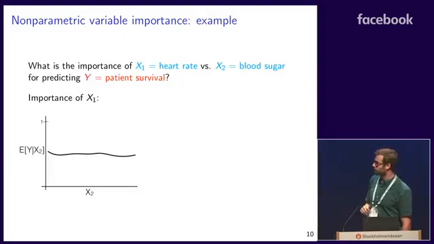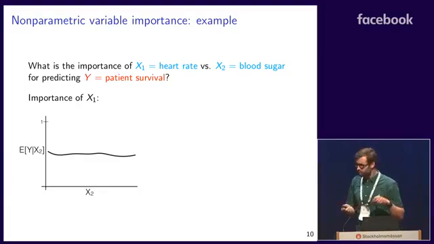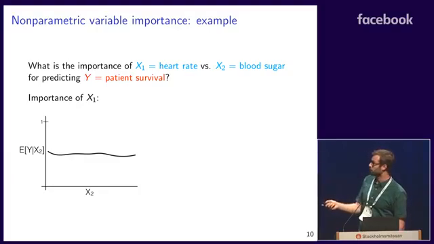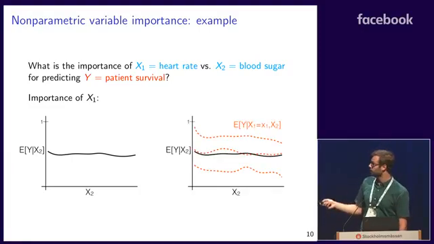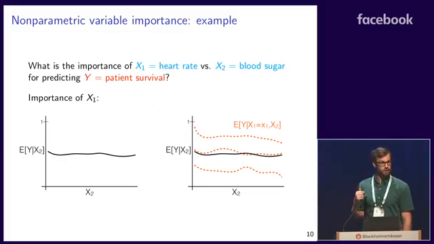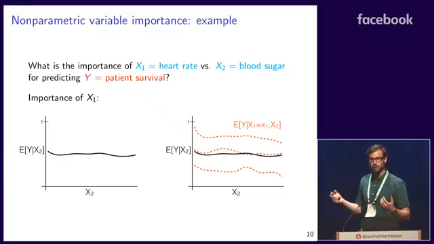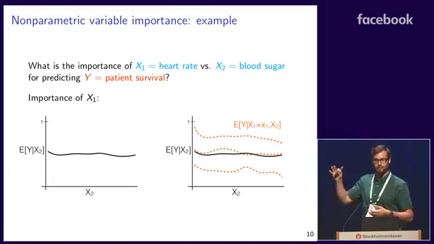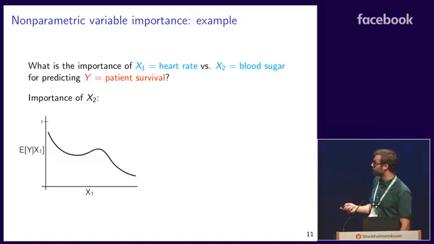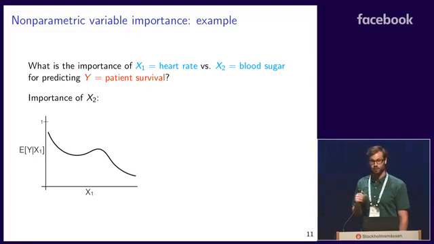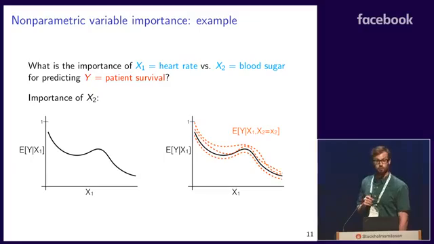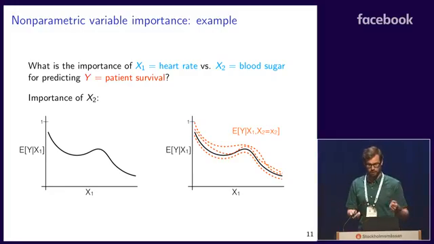And to make this a little bit more concrete, let's go back to the heart rate and blood sugar example. So if we want to know the importance of heart rate, we can plot on the y-axis here the expected patient survival given only blood sugar information against blood sugar on the x-axis. And if we augment now with heart rate information, we can see in this plot that there's quite a lot of variability in the expected patient survival across levels of heart rate, indicating that perhaps heart rate is important for predicting patient survival because it tells us a lot about the differences in patient survival. Whereas if we play the same game with blood sugar, so on the y-axis we have the expected patient survival given heart rate only against heart rate, and now we augment with blood sugar information, there's not as much variability, indicating that perhaps blood sugar is not very important in predicting patient survival.